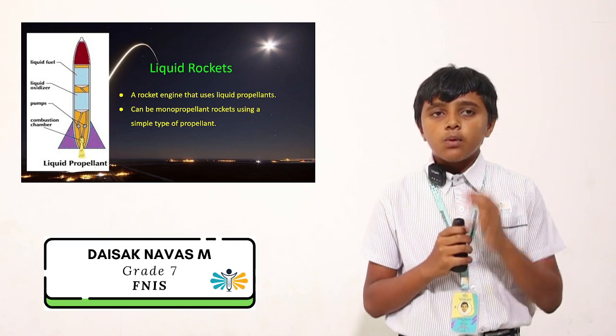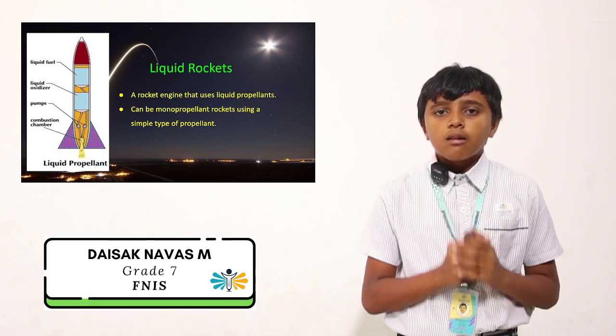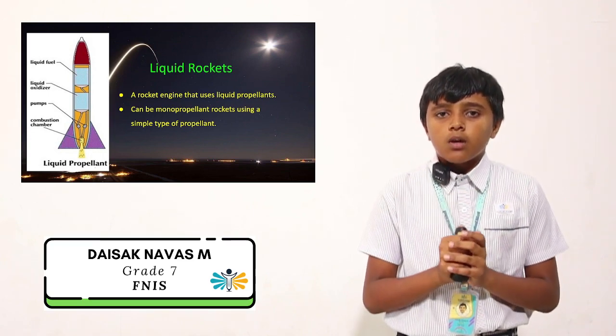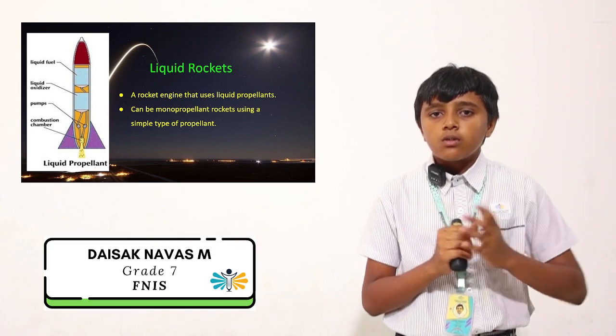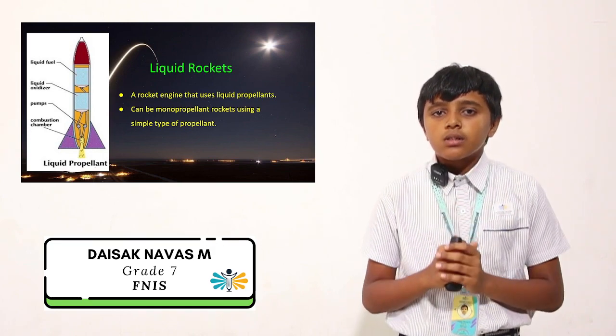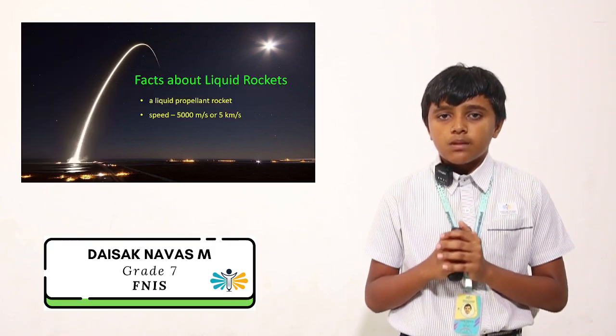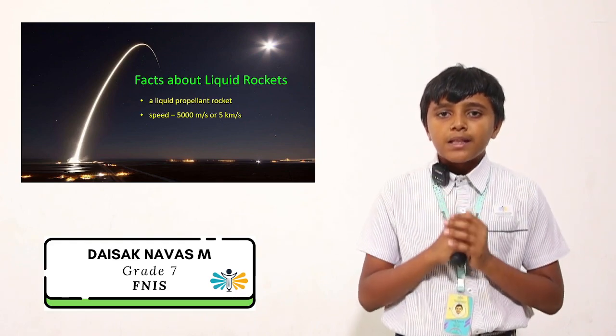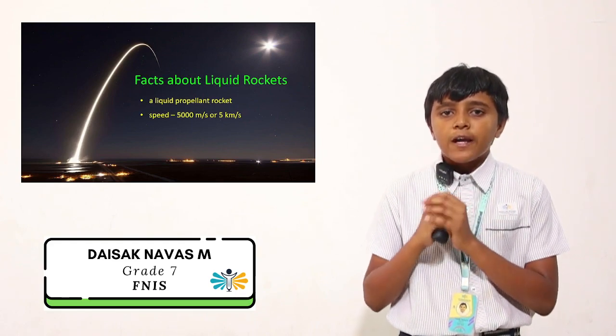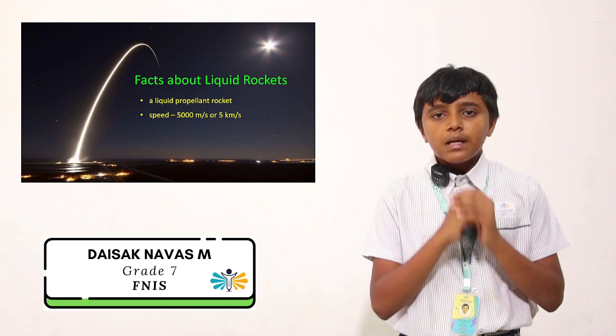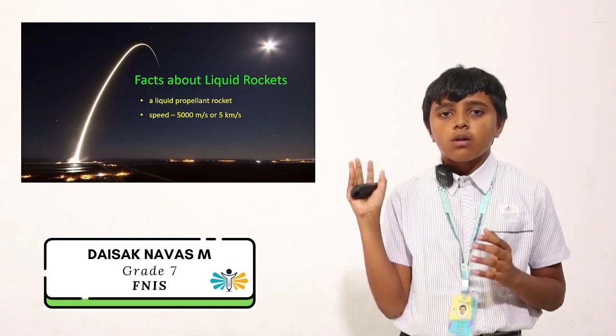Now we will see about some of its facts. A liquid rocket is a liquid propellant rocket. So, as the name suggests, it uses liquid fuels for its combustion. Its speed is 5000 meters per second or 5 kilometers per second. Yes, it is faster than the solid rockets.